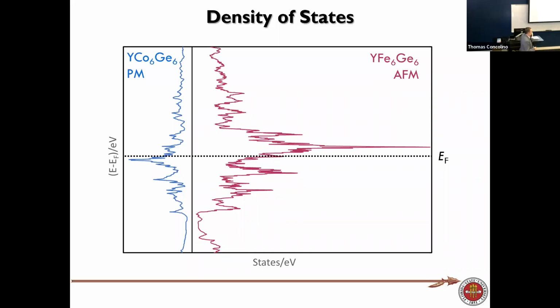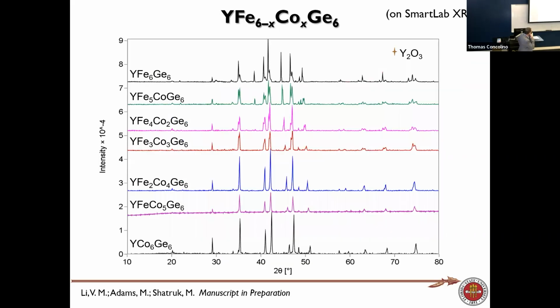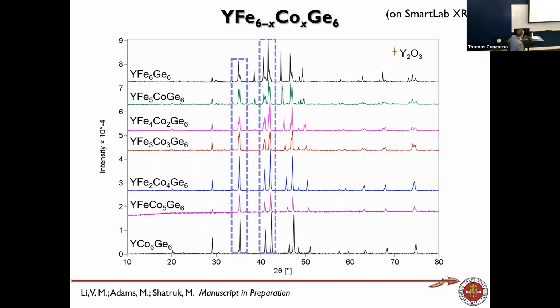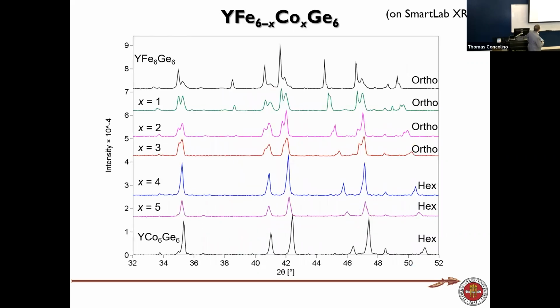We expect to see ferromagnetic ordering. So Vicky Lee, my current graduate student, did a whole range of substitutions, going from the pure iron compound to the cobalt compound in steps of 1. And so you see a very nice 166 structural pattern. But if we zoom in on this characteristic area right here, it's very clear that we transform yttrium iron 6 germanium 6 from an orthorhombic structure to a hexagonal structure around this 3 to 4 range.